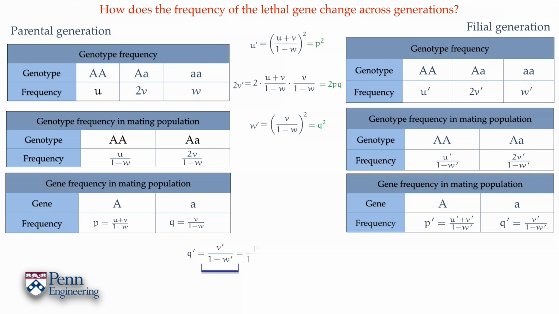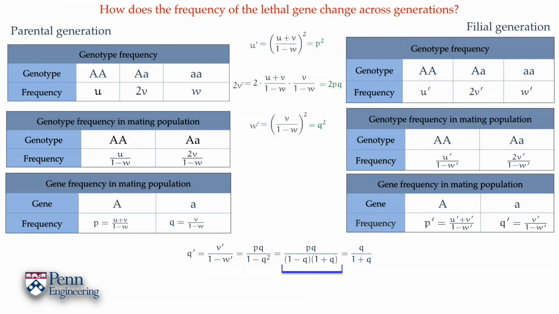So q prime is v prime over 1 minus w prime, but twice v prime is twice pq, and therefore v prime is just p times q. And w prime is q squared. So we get pq over 1 minus q squared. Now, an elementary factorization will tell you that 1 minus q squared in the denominator is 1 minus q times 1 plus q. Very well.